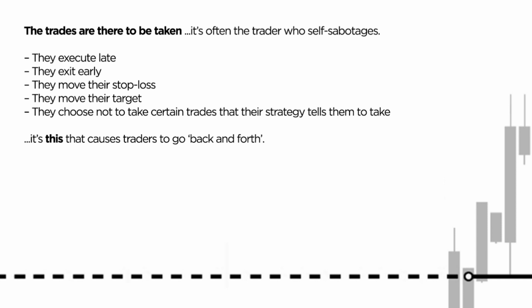The trades are there to be taken, but the point is this: it's often the traders themselves who simply self-sabotage, unfortunately. They execute late, they exit early, they move their stop loss around, they move their targets around. They even, at times, as I've just said, choose not to take certain trades that their strategy tells them to take, and so on, purely out of guesswork, really. And it's this that causes traders to go back and forth, staying stuck in the middle, struggling to make progress.